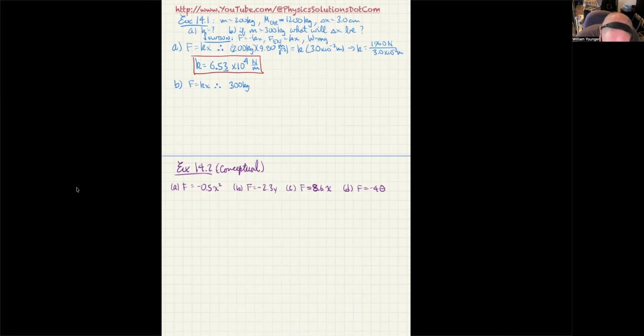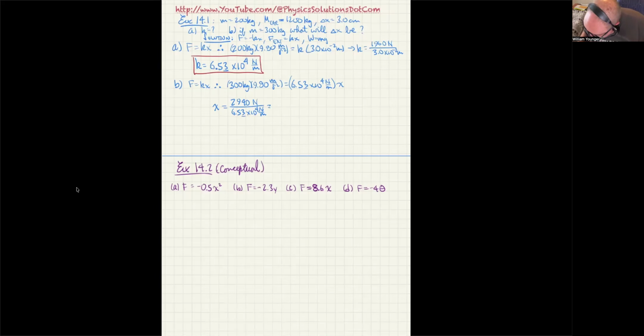It's 300 kilograms times 9.80 meters per second squared, and that's equal to the K, which is 6.53 times 10 to the fourth newtons per meter, and that is multiplied by X. And that tells us, of course, that X is equal to 300 times 9.8, which gives me 2,940 newtons for the force, and now I'm going to divide that by 6.53 times 10 to the fourth newtons per meter. And you can see that when you divide a newton by a newton per meter, you get a meter.